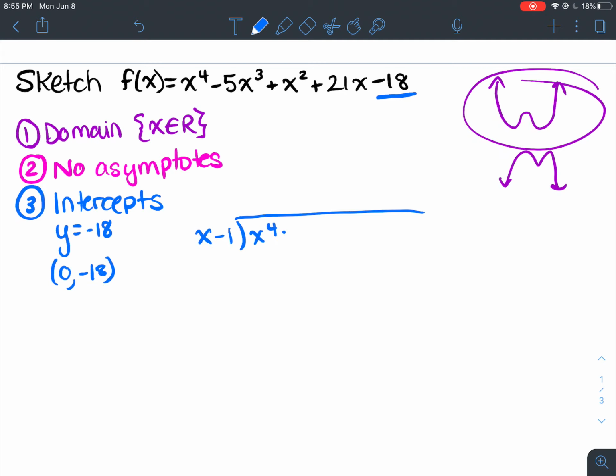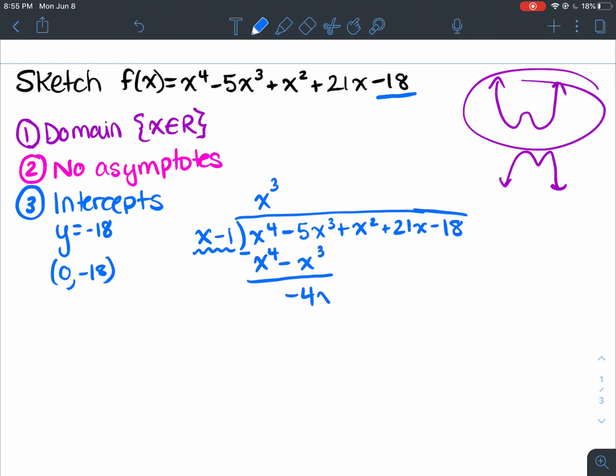So I'm going to do long division just to recap that, and I'll recap synthetic too. This could potentially be the longest video in the world. Okay, here we go. So how many times does x go into x to the power of 4? It goes in x cubed times. And then we just multiply x cubed by these two values here. So x cubed times x is x to the power of 4. x cubed times -1 is -x cubed. And then I subtract those. So x to the 4 minus x to the 4 is 0. -5x cubed minus -x cubed is -4x cubed.